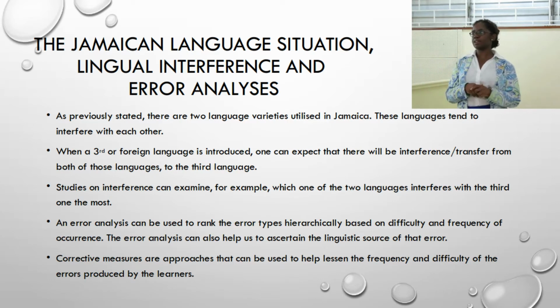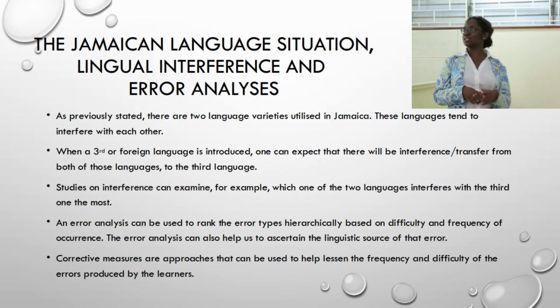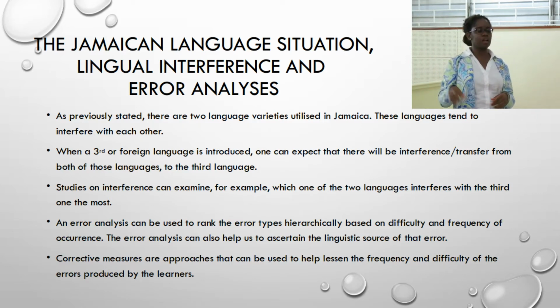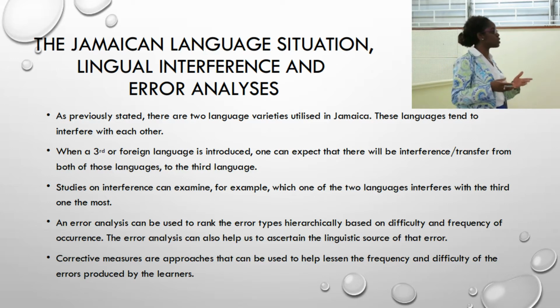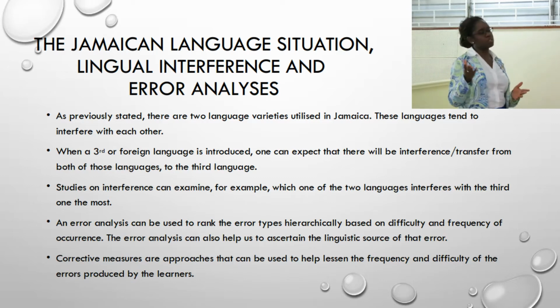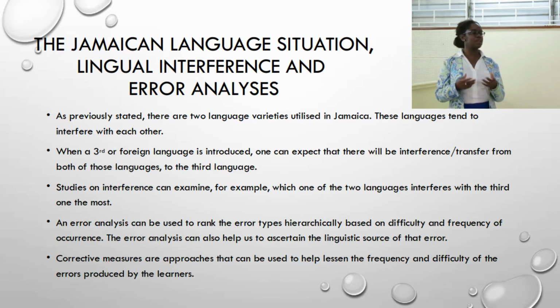Studies on interference can examine, for example, which of the languages interferes the most. And an error analysis can be used to rank the errors hierarchically and according to their frequency of occurrence. The error analyses help us to ascertain the actual linguistic sources of these errors. Corrective measures form another aspect of the studies on interference, because what they look at are approaches that can be used to help lessen the frequency and difficulties of the errors that are produced.